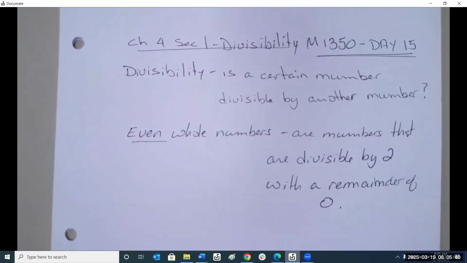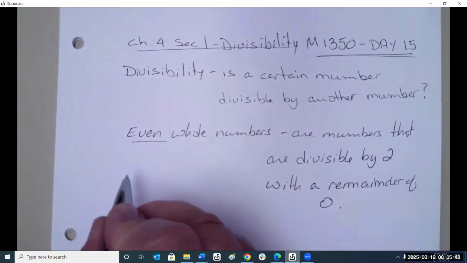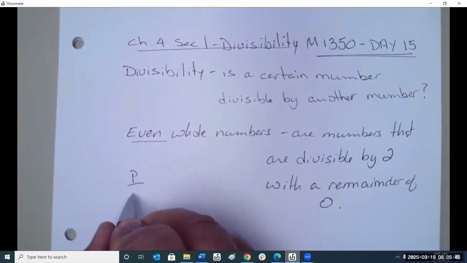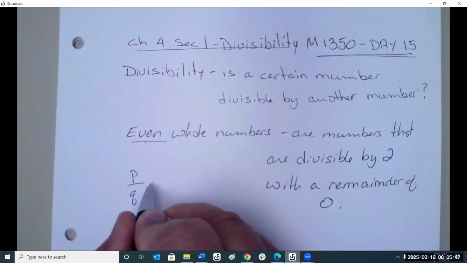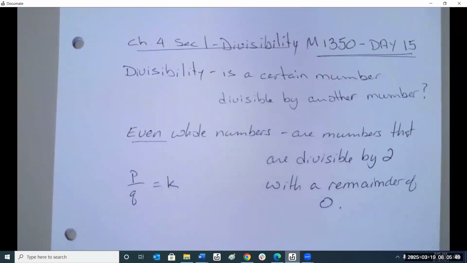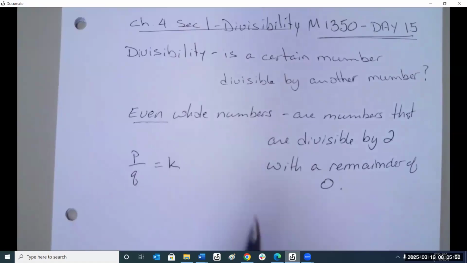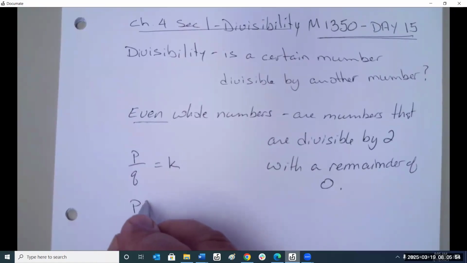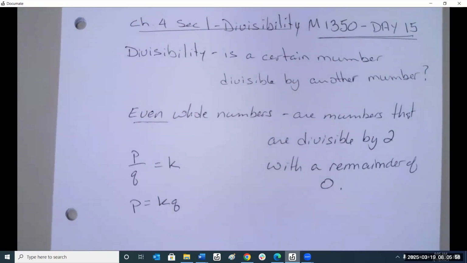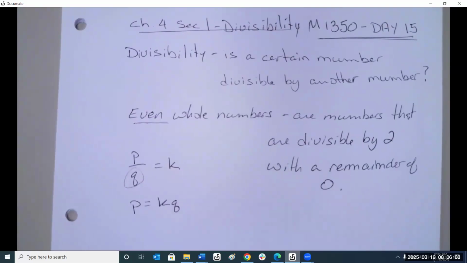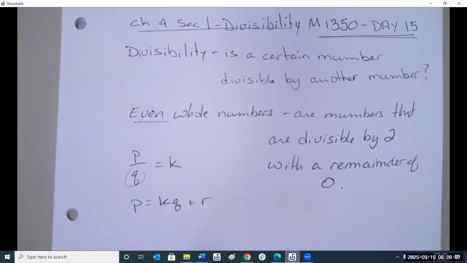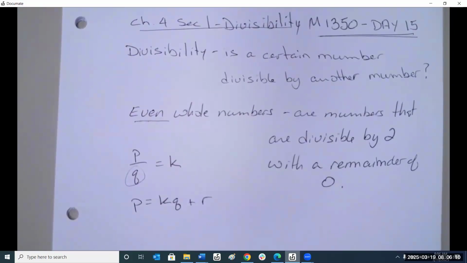Remember, relate this back to what we talked about last chapter. If we had P over Q equals some number K, that's some quotient, then we know that that has to be true. If we multiply both sides by Q, we have this. If it's perfectly divisible, then there's no remainder.